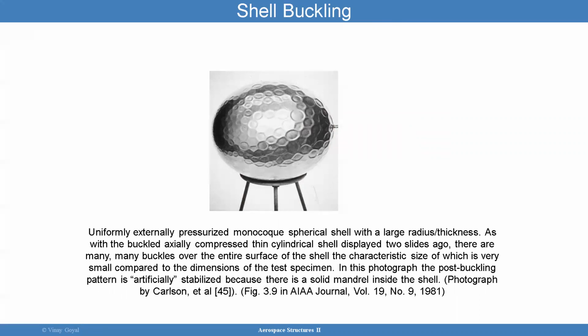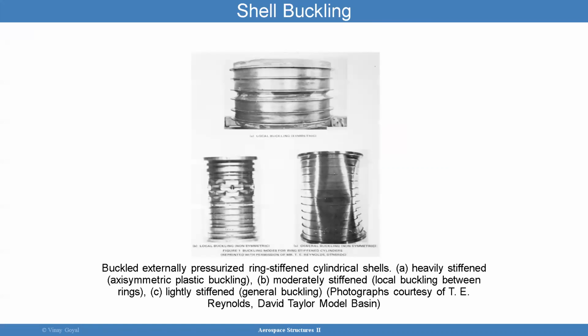Here's shell buckling of a sphere. You can see here it is uniformly externally loaded. They did the same thing where they put a smaller mandrel inside to prevent the whole thing from buckling apart, and they stabilized it artificially with that approach. A beautiful picture of buckling there. Here you can see buckling also of a ring stiffened cylindrical drum, basically. And yeah, just several pictures of that.